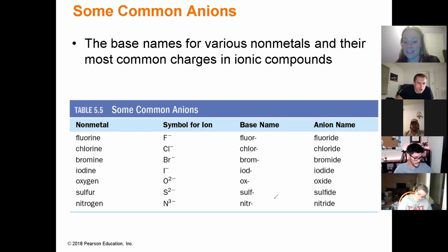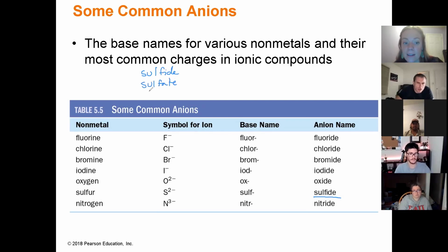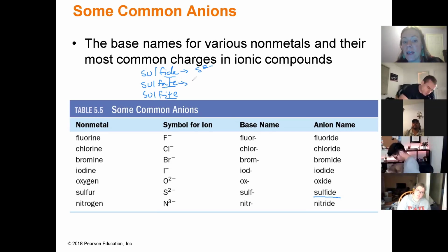This is where things get interesting. So sulfide, right? Because there's so many things circulating with the word sulfur as the root. We have sulfide, we have sulfate, we have sulfite. Oh my goodness. IDE is referring to the atom. So that's referring to sulfur with a 2- charge. ATEs and ITEs, that's where you go to your polyatomic ions. Sulfate is SO4 2-. Sulfite is SO3 2-.